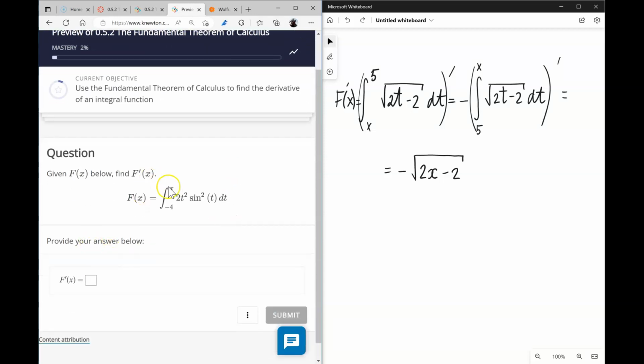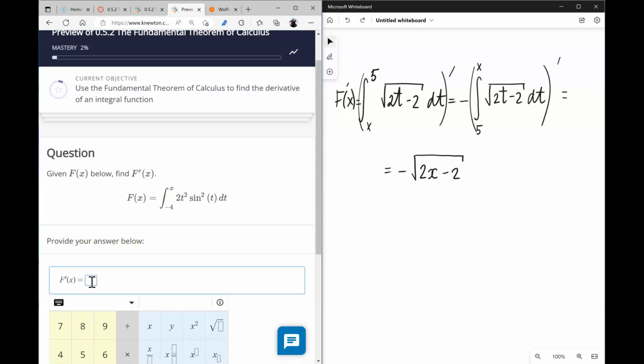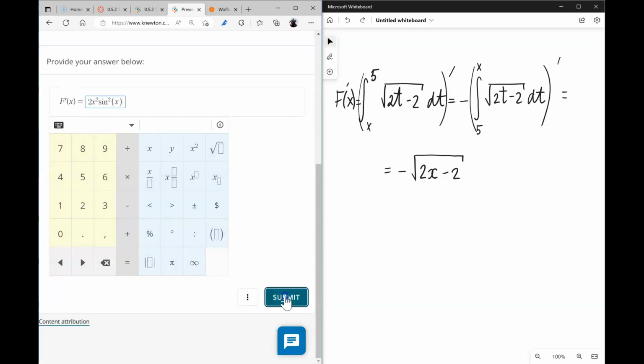In this case, we already have x in the upper bound, so the derivative of this function is simply the integrand evaluated at x. That's it. So I'm just going to copy it right there.